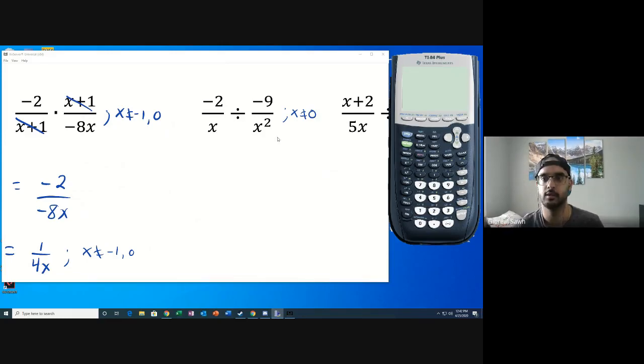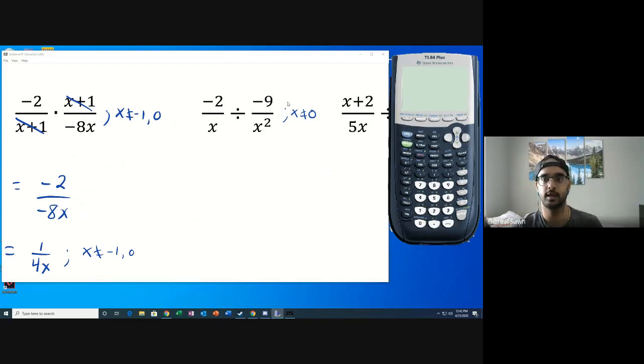Okay, so x can't be 0. Now, since it's division, we're going to flip this second fraction and then multiply. So if I were to have a variable on top of this one, I'd have to think about that also as a non-permissible value scenario, because as soon as I flip it and put it into the denominator, I'm going to have an extra non-permissible value to worry about.